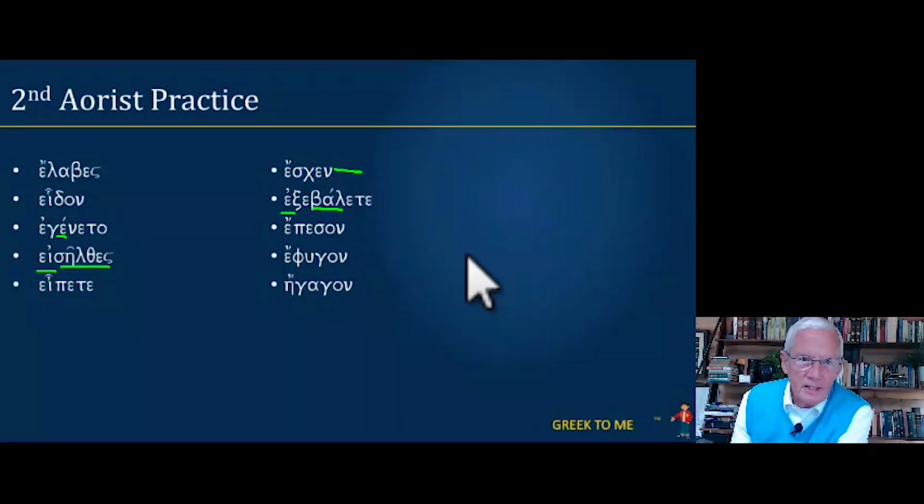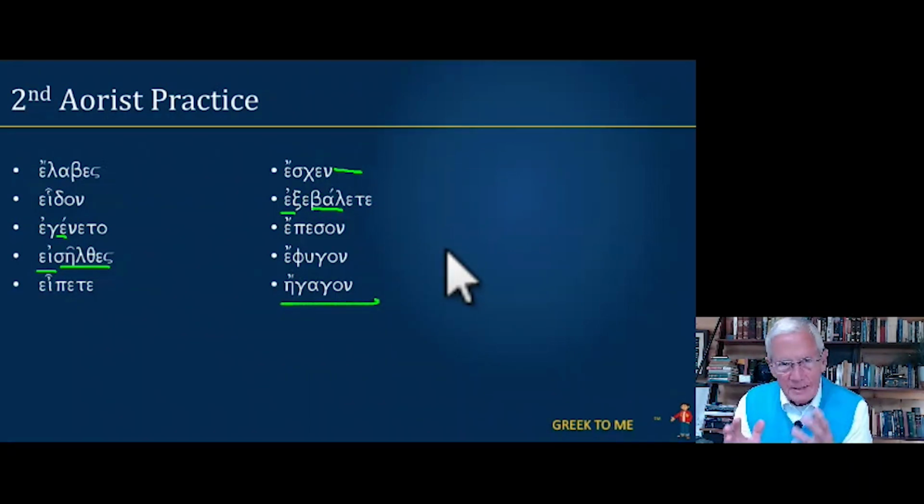Epeson, second aorist, active indicative. This is either first singular or third plural from pipto. So it's either I fell or they fell. Ephugon from pheugo, second aorist, active indicative, first singular, third plural, I fled or they fled. And finally, egagon, second aorist, active indicative, first singular or third plural, I led or they led, or I brought or they brought.